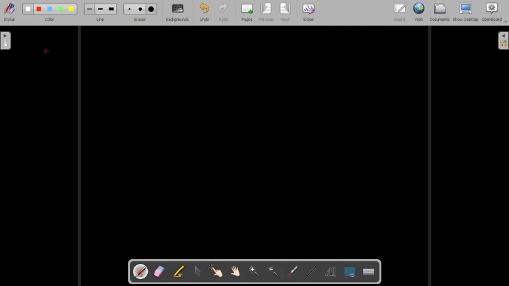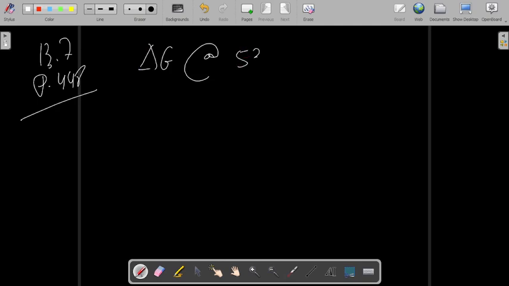Okay, so we're doing example 13.7, page 448. Okay. Now, first section. They want you to calculate the change of Gibbs free energy at 532 degrees Celsius or 805 Kelvin, whatever you need to use, you have to decide. Well, our formula, because we cannot use the table, looks like this.